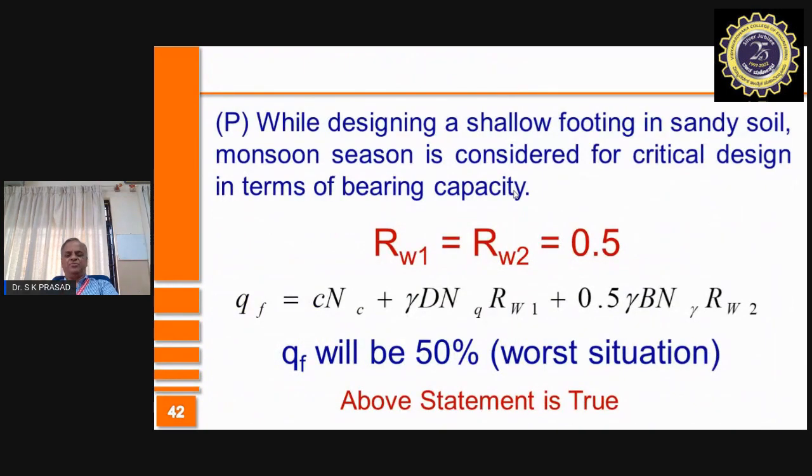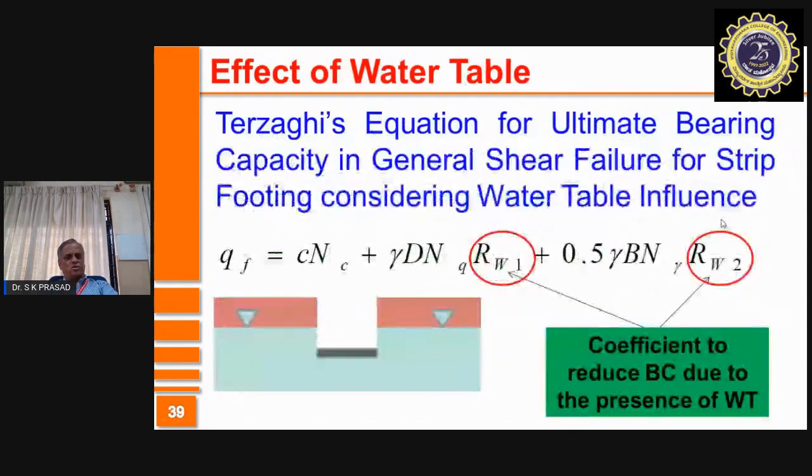So that's what I have tried to say. Both RW1 and RW2 in the worst situation will be 0.5. Therefore, QF is likely to reduce to 50% of QF when groundwater table effect is not there. Therefore, the above statement is true. So, once you know this is true, you go back to the question.